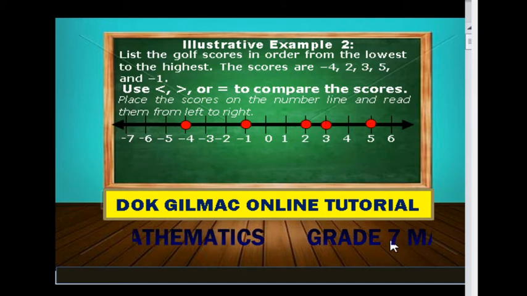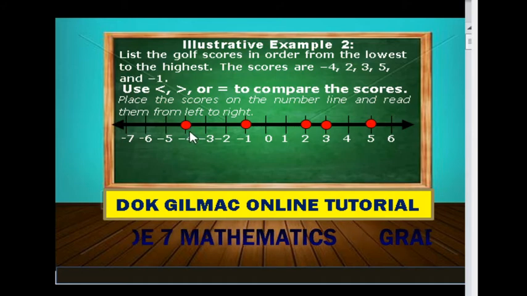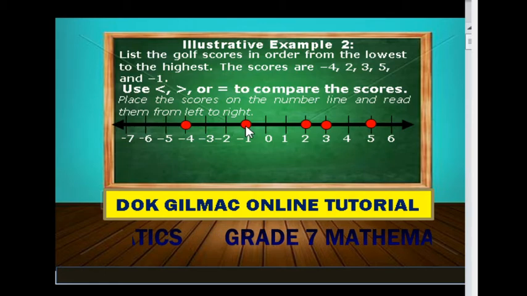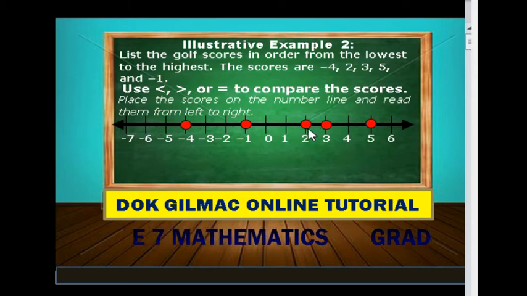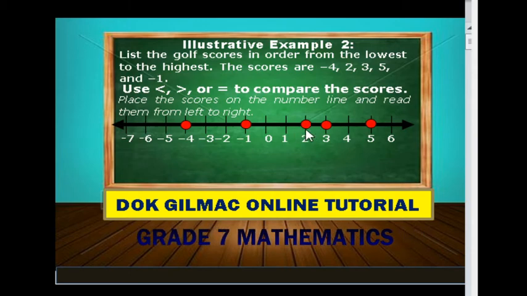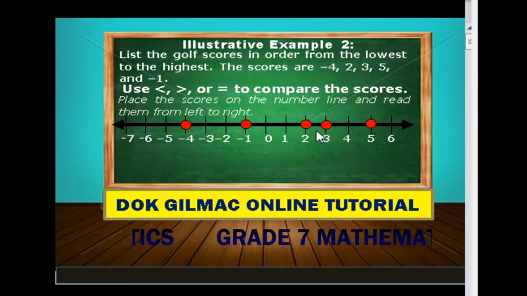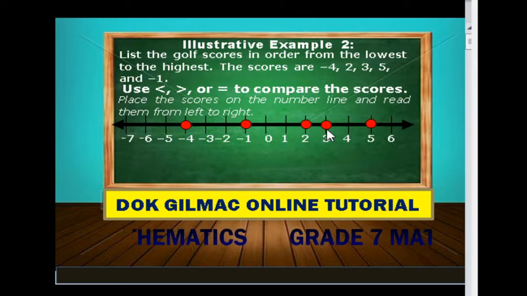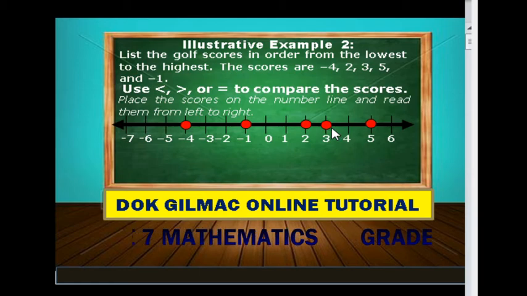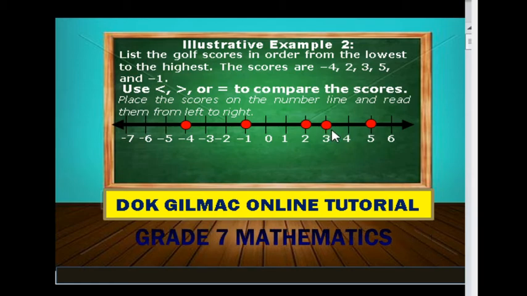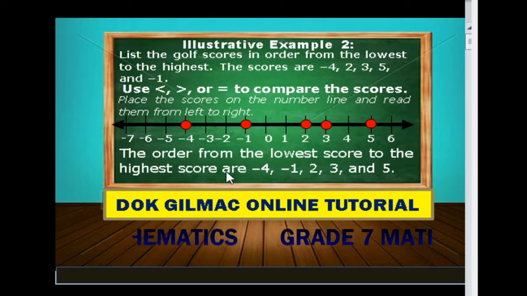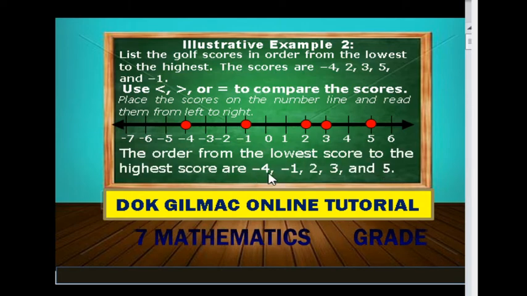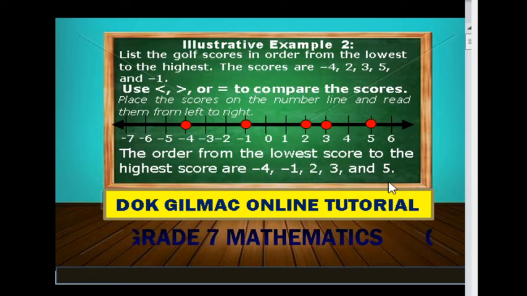Right. So as you can see, negative 4 is less than negative 1, since negative 4 is to the left of negative 1. Also, negative 1 is less than 2, since negative 1 is to the left of 2. Also, 2 is less than 3. Again, 2 is to the left of 3. And 3 is less than 5 since 3 is to the left of 5. Okay? So, we have the order from lowest score to the highest score: negative 4, negative 1, 2, 3, and 5.